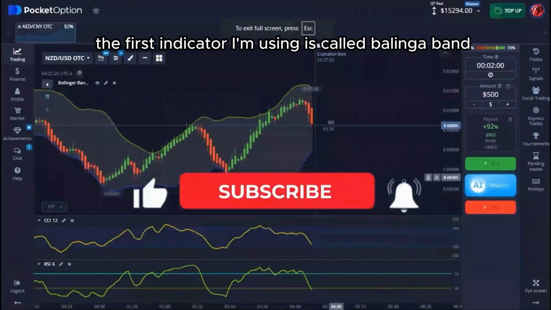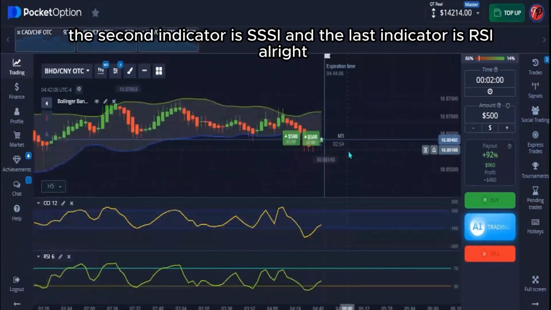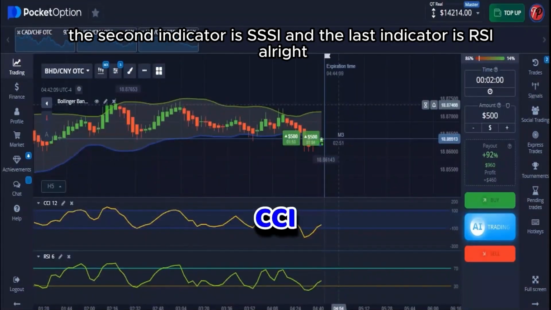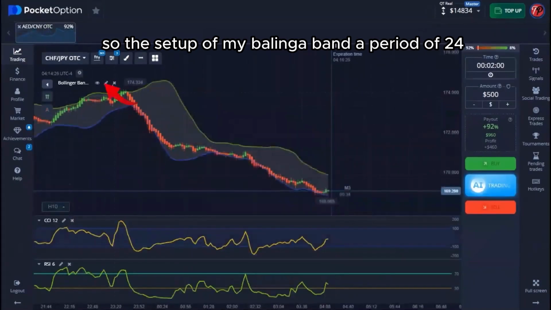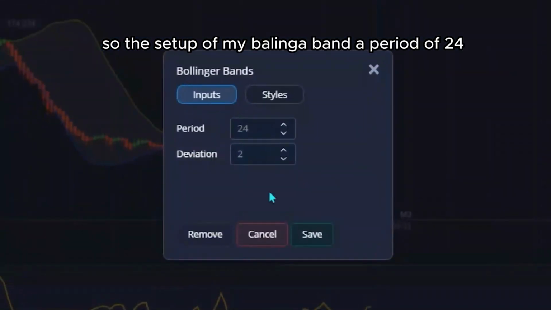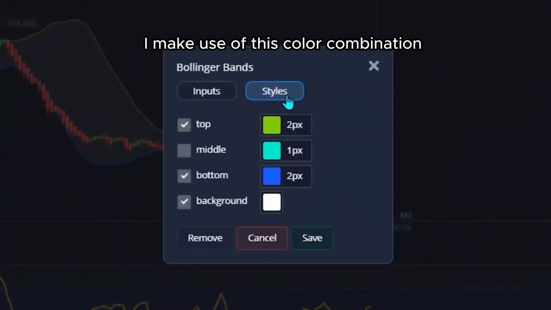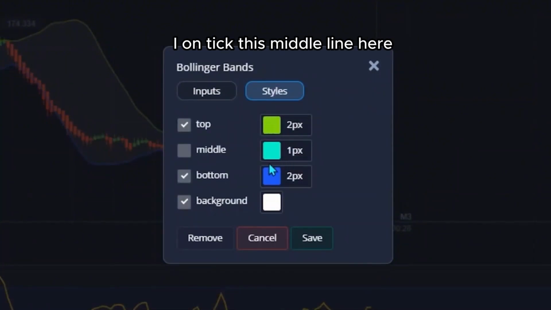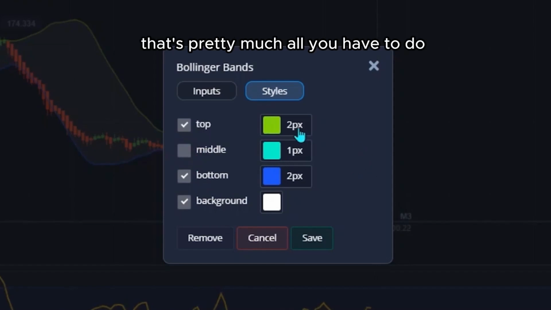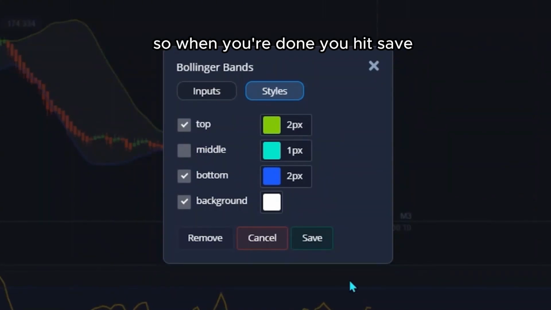The first indicator I'm using is called Bollinger Band. The second indicator is CCI. And the last indicator is RSI. So the setup of my Bollinger Band: a period of 24, the deviation is 2. On the styles over here, I make use of this color combination. I untick this middle line here. Don't forget that. That's pretty much all you have to do. So when you're done, you hit save.